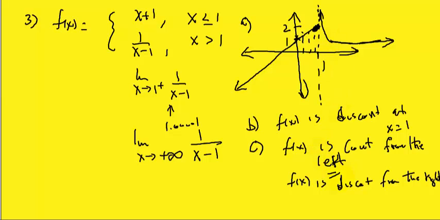Now, D. Classify each discontinuity found as a removable discontinuity, jump discontinuity, or infinite discontinuity. So, when you have a vertical asymptote, what kind of discontinuity is that of the three? What is it?